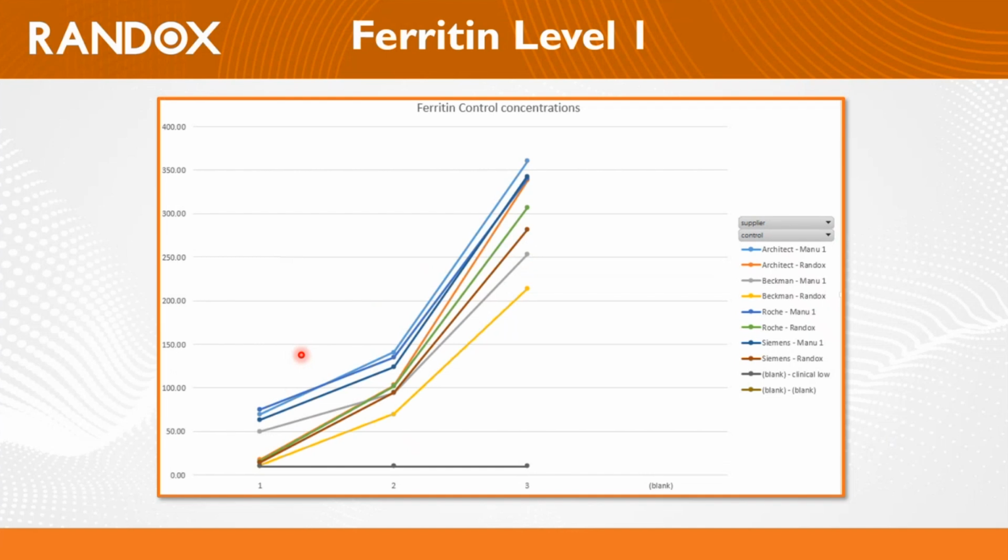Now, ferritin, you can see again for ferritin, it should be around 20. And all of the machines that we've tested this control on, these big four, Abbott, Roche, Beckman, and Siemens, all of them are reaching that level.